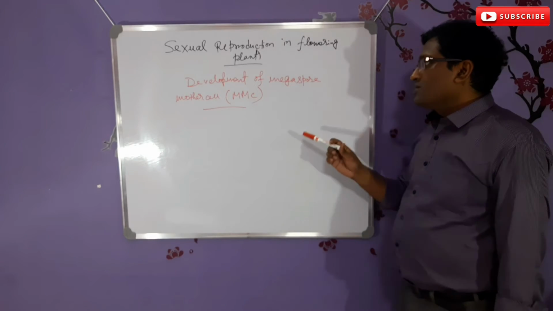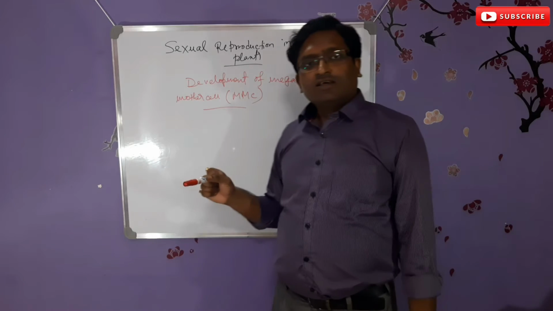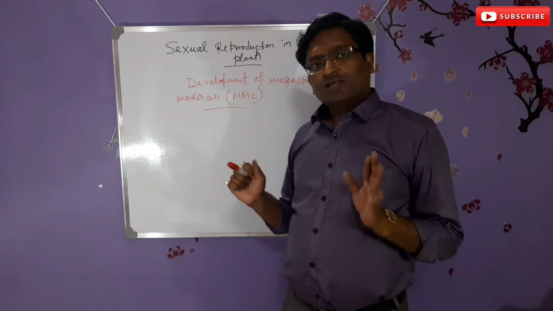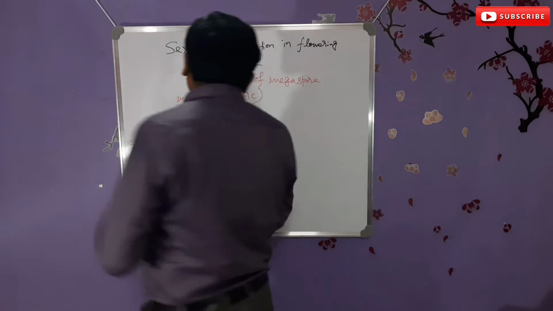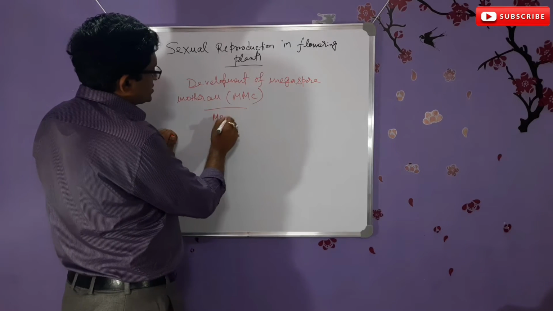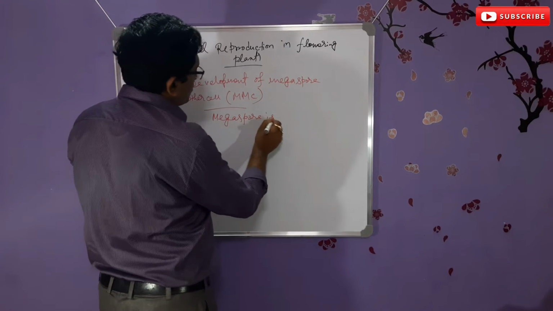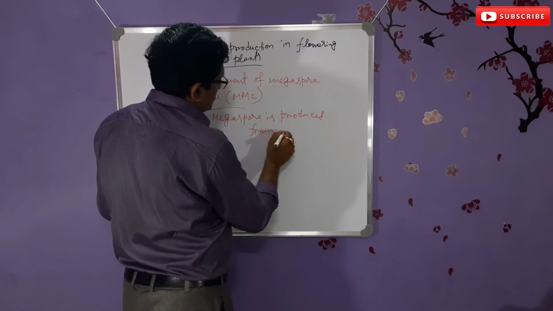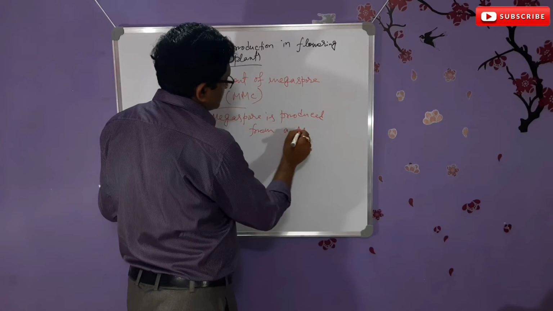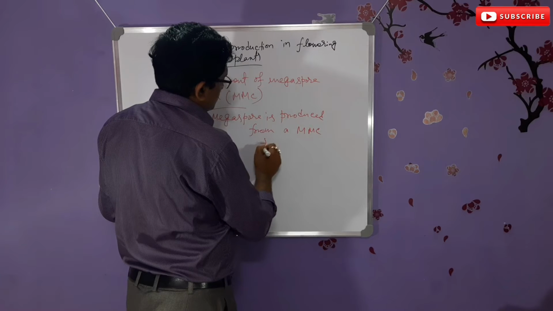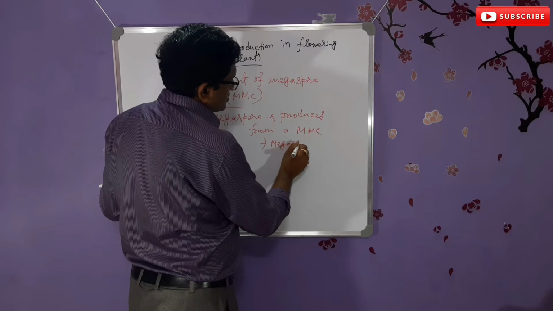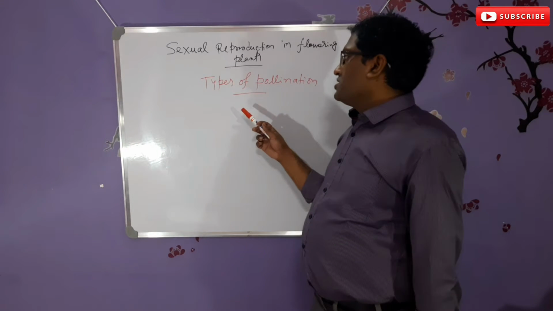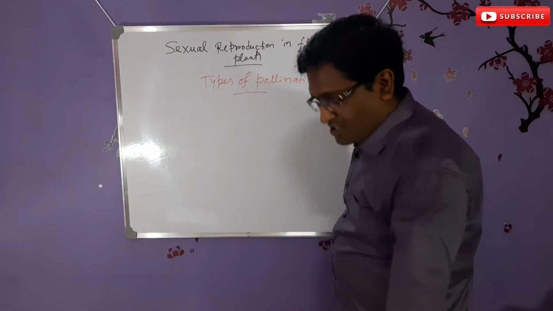That is, from the MMC, the megaspore mother cell, megaspores are produced, and that process is called megasporogenesis. The process where a megaspore is produced from an MMC is known as megasporogenesis.